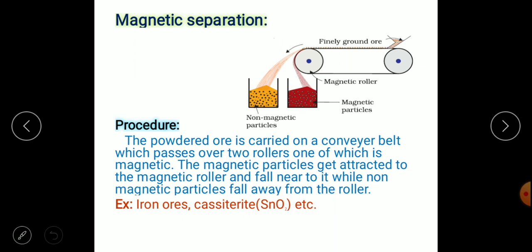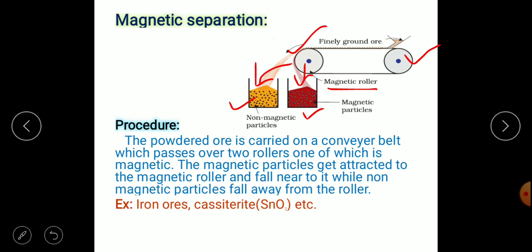The procedure involves the powdered ore being carried on a conveyor belt. This is a conveyor belt which passes over two rollers. Here you can observe there are two rollers, one of which is magnetic. This is the magnetic roller. The magnetic particles get attracted to the magnetic roller and fall near to it, while non-magnetic particles fall away from the roller. Here you can observe we have put two containers, one nearer to the magnetic roller and one away from the magnetic roller.